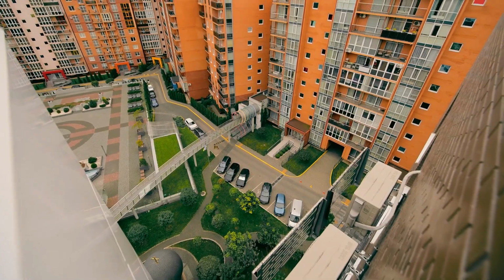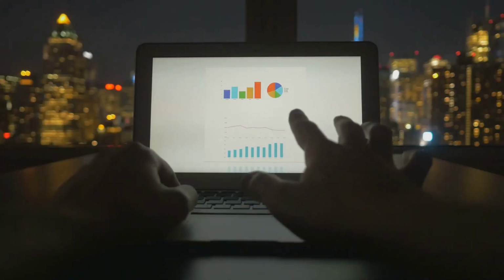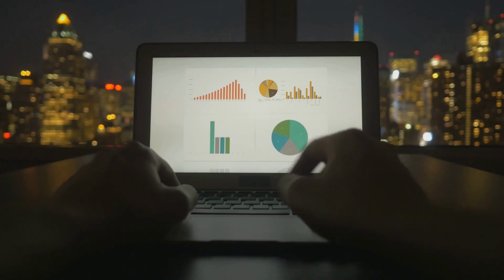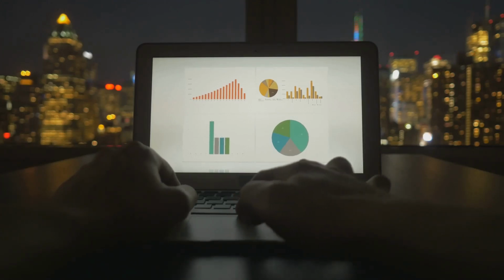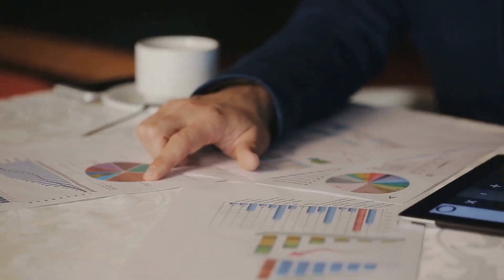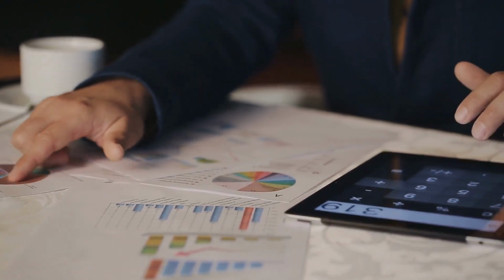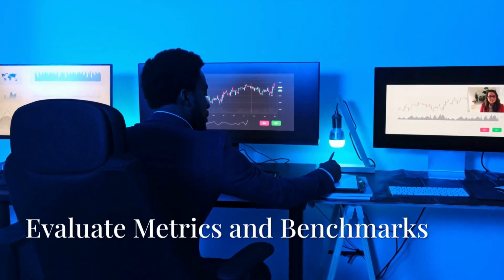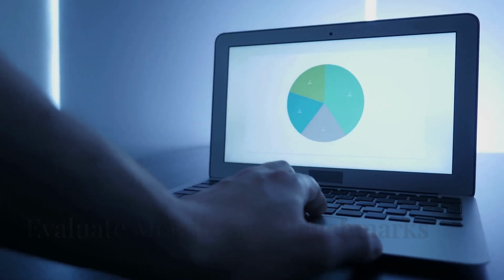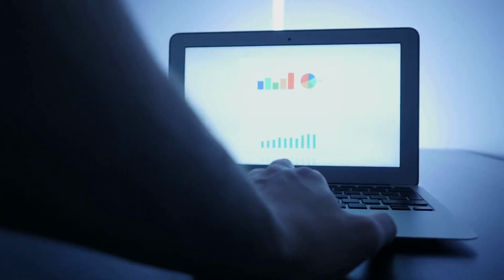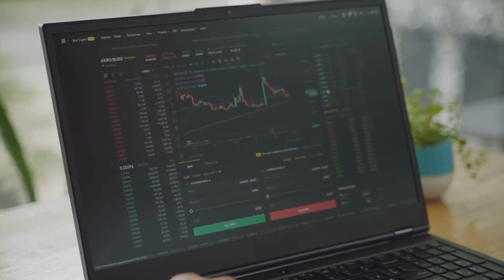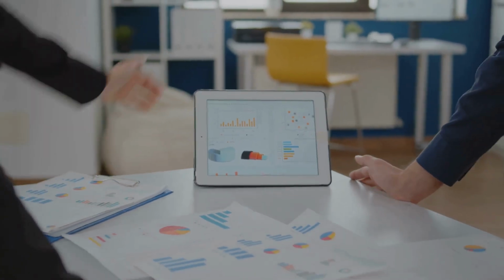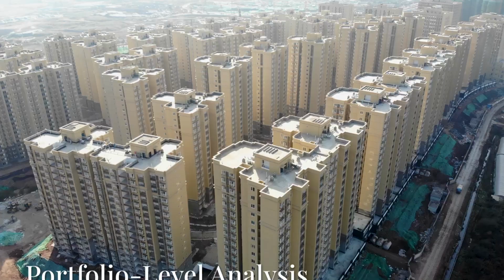Let's take a closer look at asset-level performance. Here, we analyze how each individual property is doing by considering important metrics like occupancy rates, cash flow, and capitalization rates. These numbers help us understand which assets are performing well and which might need a bit more attention. Next, it's important to evaluate metrics and benchmarks. By comparing key performance indicators to industry standards, we can get a clearer sense of how our investments stack up and where there's room for improvement.